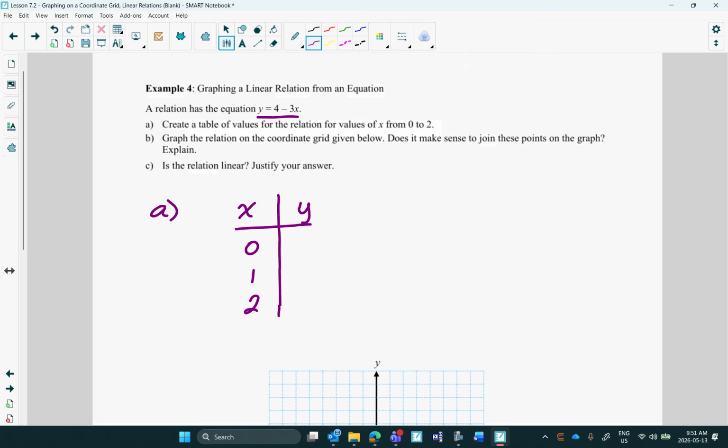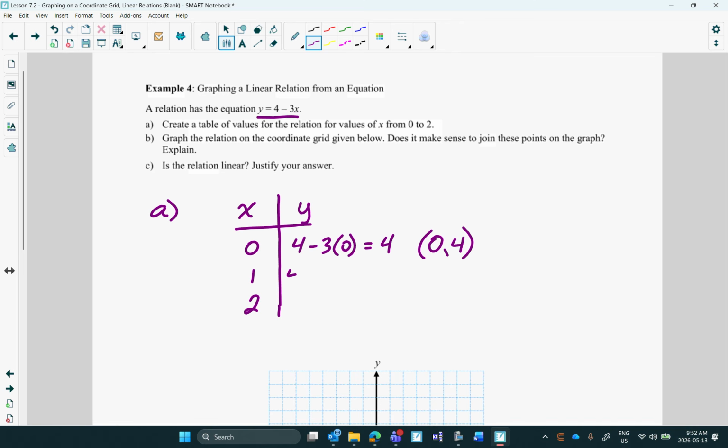So if I plug 0 in 4 minus 3 times 0, what do I get? What is 4 minus 3 times 0? 3 times 0 is 0. So that's 4. So that means one of the points on this equation is 0, 4.